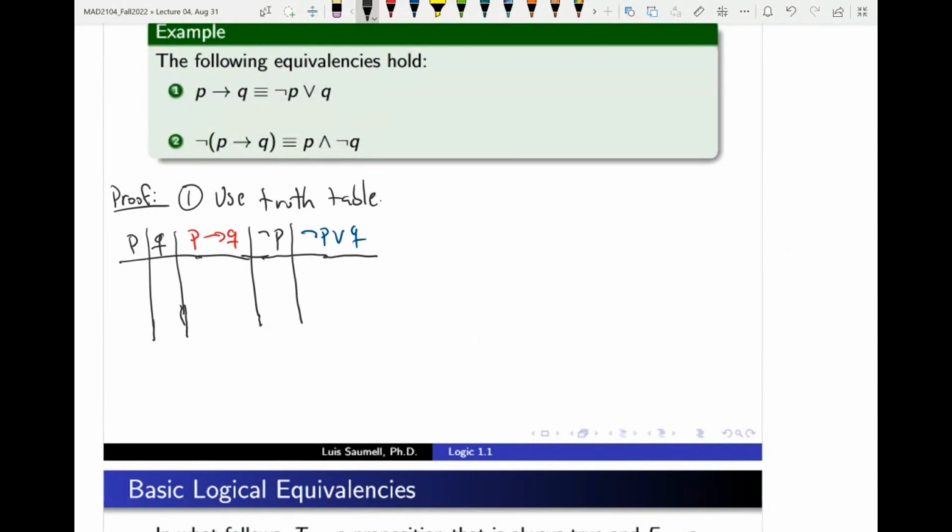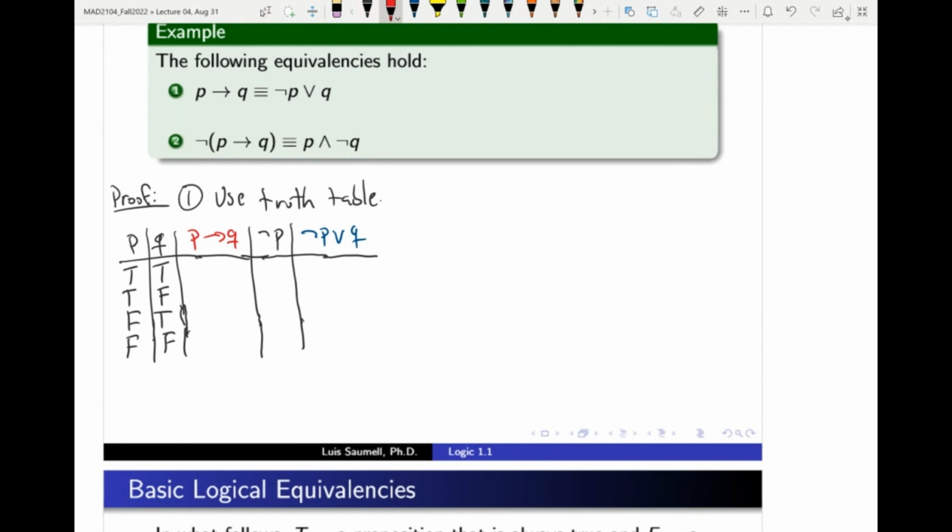Okay, how many rows? Four rows. So true, true, false, false, and then true, false, true, false. Make sure that you follow this convention, okay? First of all, it guarantees that you're not missing any case, and second, it gives uniformity in what we're doing, okay? The columns, you may do in whatever order you want, but the rows have to be in this specific order. Okay, let's fill in the implication.